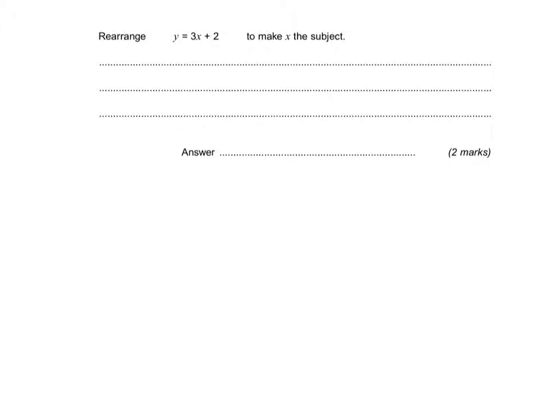Okay, rearrange y equals 3x plus 2 to make x the subject. So we want it to be x equals something. So to try and get the x on its own, first of all, I've taken away 2 from both sides to get the 3x bit on its own, so 3x equals y minus 2.